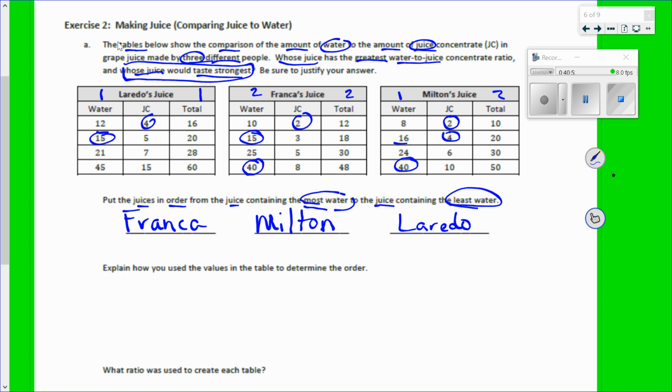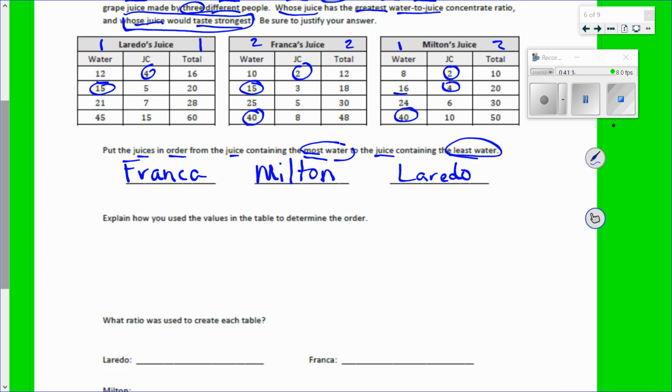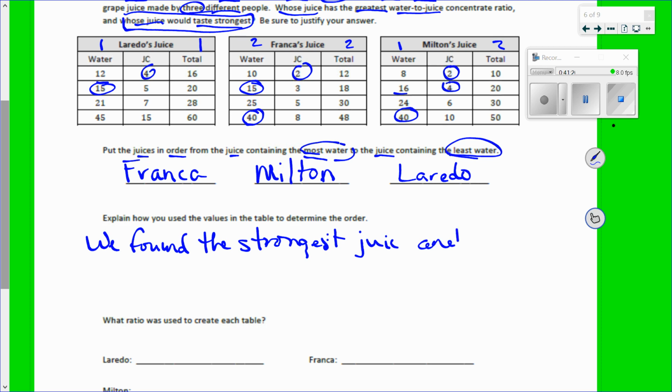But this, guys, this is why we mark the text. What did the question ask? Put it from most water to least water. So even though this question said who's the strongest, which is how we looked at it, the follow-on question was the reverse of that. And if you're not marking the text, you're not seeing that. Okay? So explain how you use the values. We found the strongest juice and reverse the order.